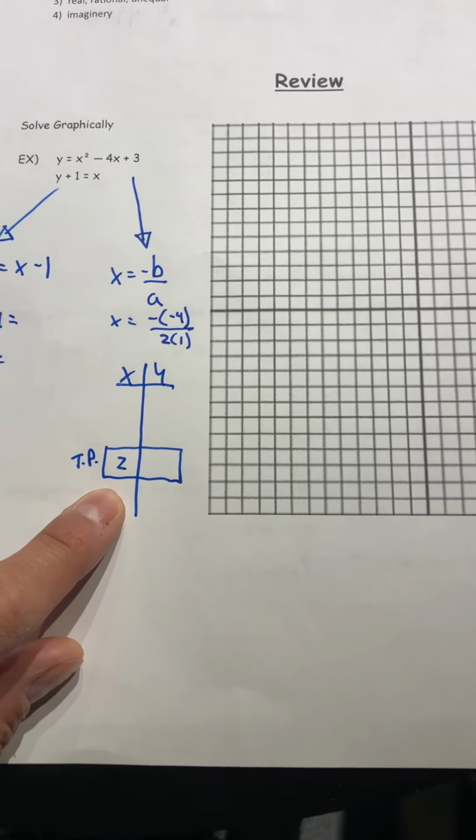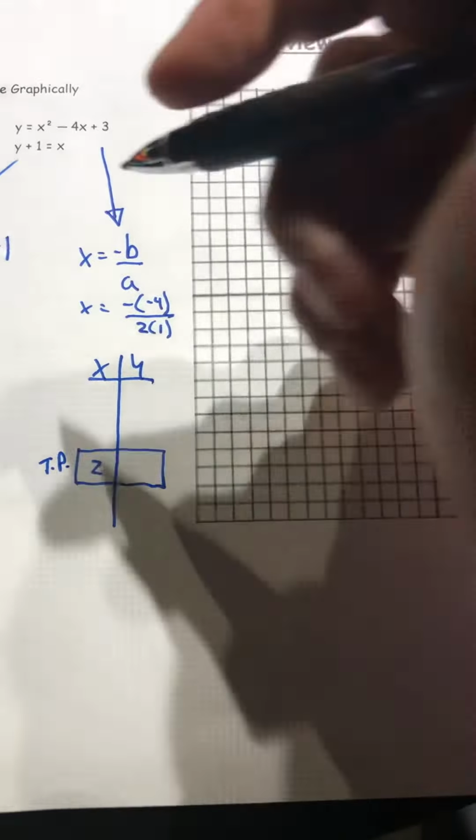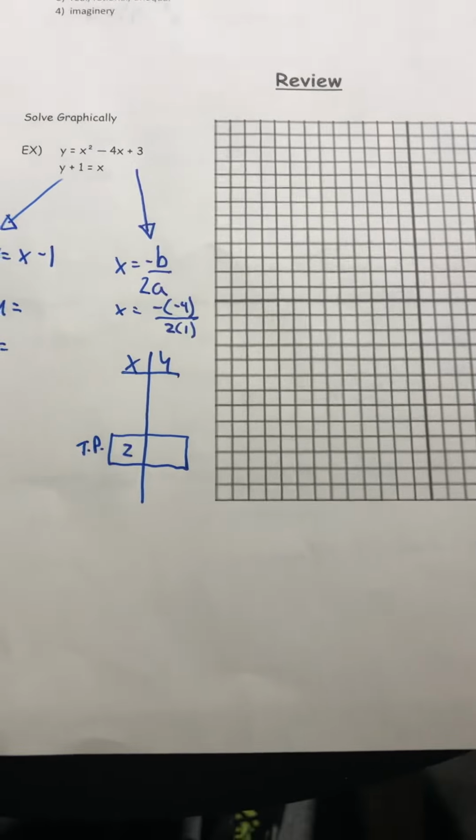So there's your turning point. Negative b over 2a. So when you simplify that, you will get 2. So there's your turning point.